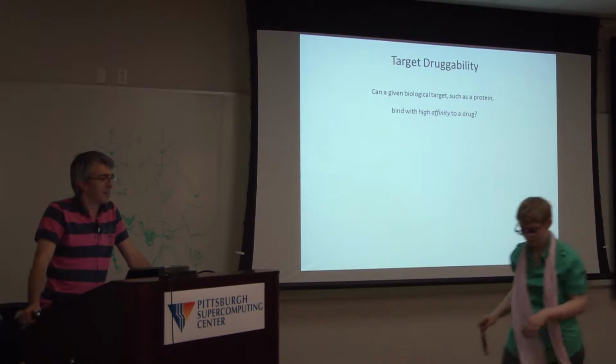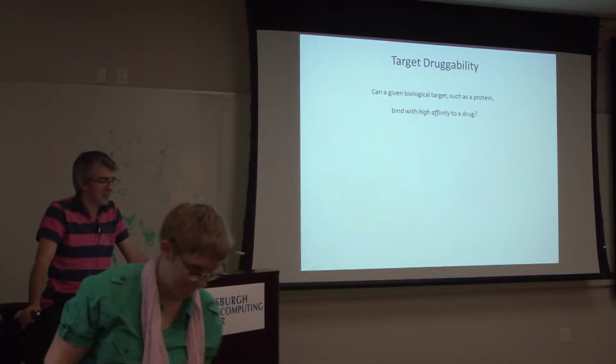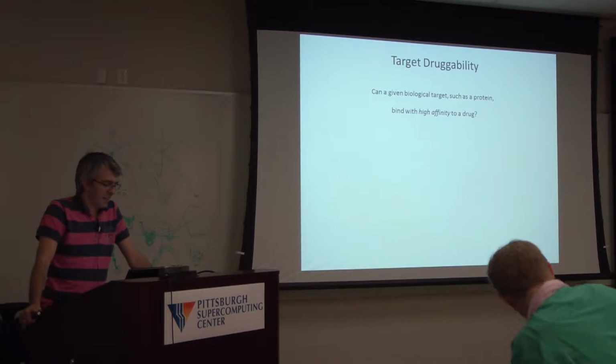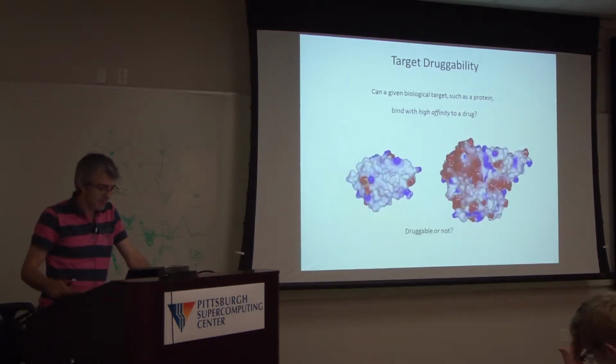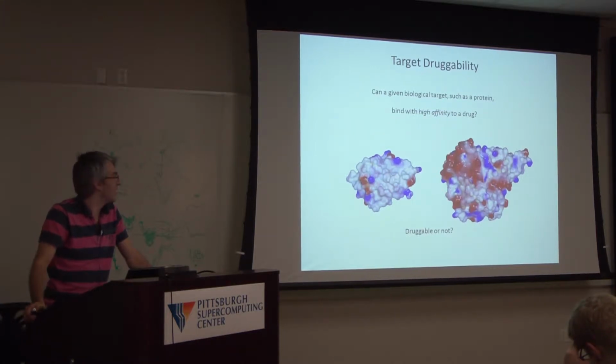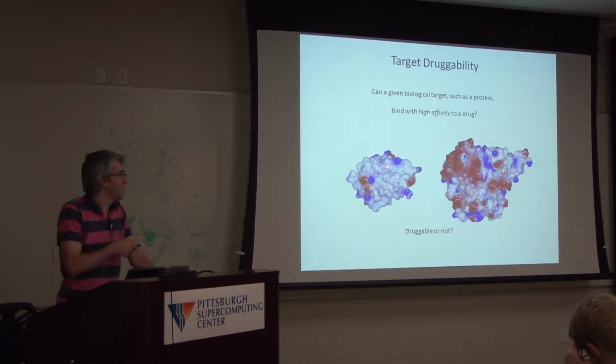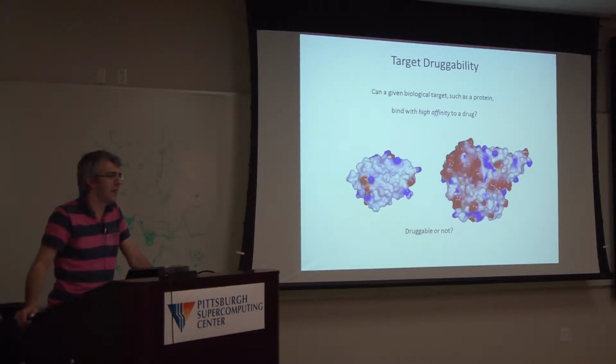So target druggability, what is it? Given a biological target, druggability means the ability to bind a drug with high affinity to this target. So if I show you two drug targets here, would you be able to tell whether they are druggable or not? On the left-hand side, you see surface representation for these targets, and the coloring is based on electrostatics. And looking at surface properties and cavities on the protein, you may be able to tell for some proteins, but probably not all, and we will see why.